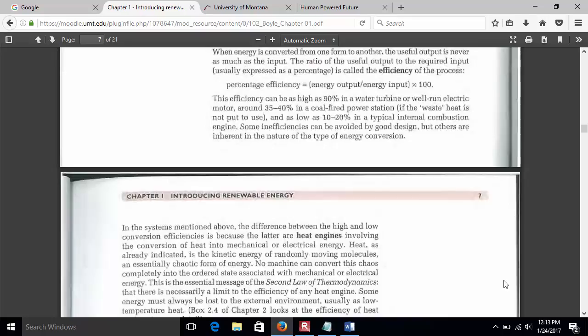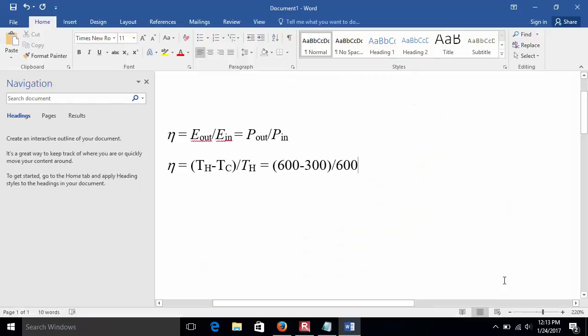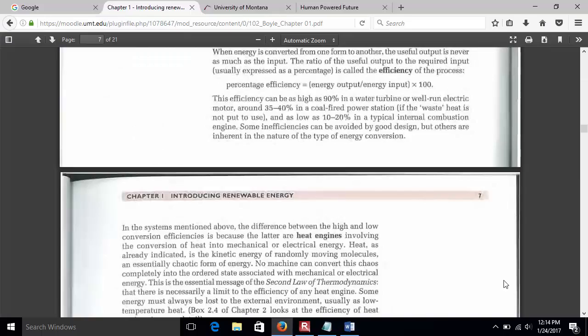So there's your efficiency, and you can do this for any conversion. We could do the same thing for the light bulbs, for a nuclear reactor, you name it. So that's efficiency.